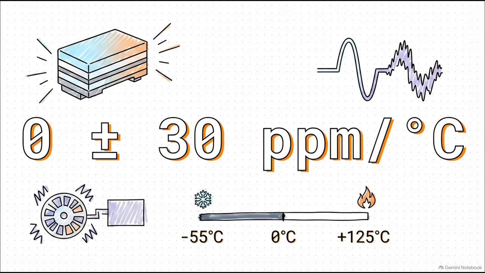Designers are absolutely forced to use Class 1 C0G multilayer ceramic capacitors in the low-pass filters. These specific components have virtually zero thermal drift across massive temperature swings, from negative 55 all the way to positive 125 degrees Celsius. Plus, they don't have a piezoelectric effect, meaning physical vibrations won't generate false electrical noise. By locking this into the bill of materials, engineers physically eliminate thermal mismatch noise right at the source.